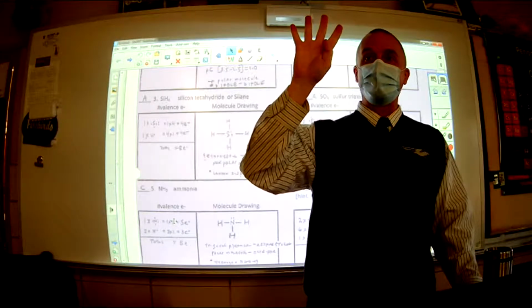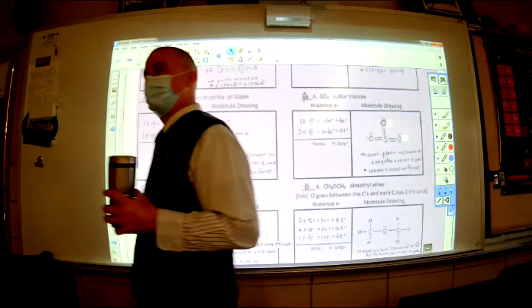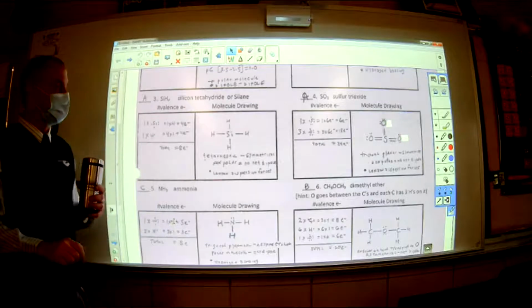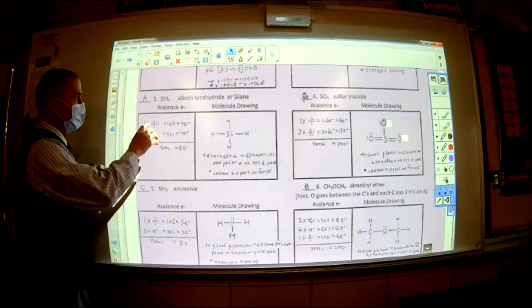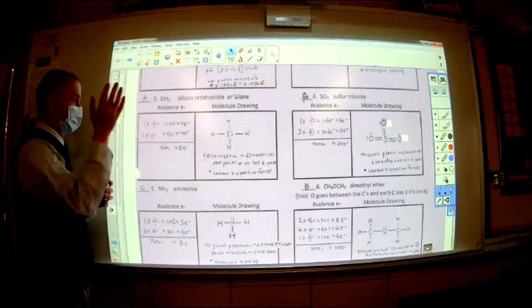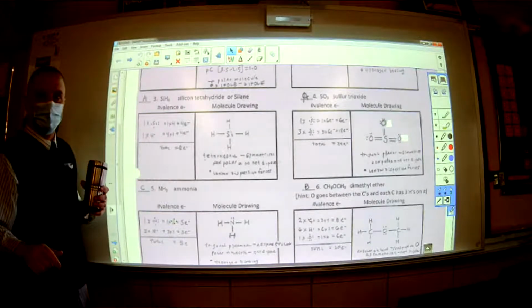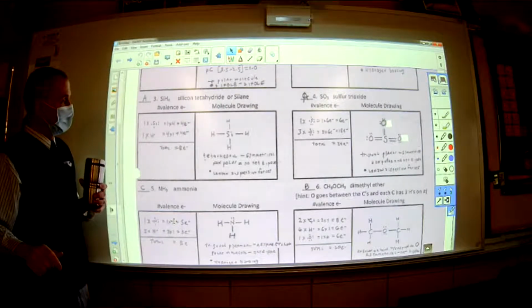4 minus 4 is what? 0. There's no lone pairs. It's going to be symmetrical. It's going to be symmetrical without even drawing it. If I was in a rush. If it's symmetrical, I don't even have to check the types of bonds, polar or nonpolar. Wouldn't even need to do it. You have to have that lone pair on the central atom.